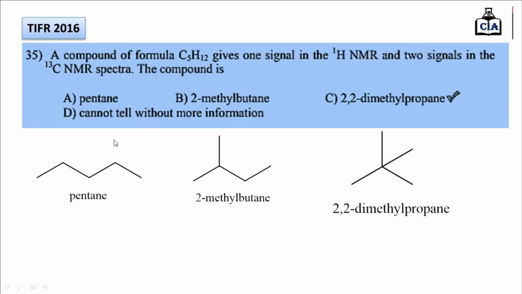Now next question from TIFR 2016. In this question we have to find out the compound which shows only one signal. If you draw the structure, then you will get your correct answer. Pentane has equivalent protons as follows: A type protons, then this is B type, and this is C type. So pentane has a total of 3 types of proton, which will give 3 signals.